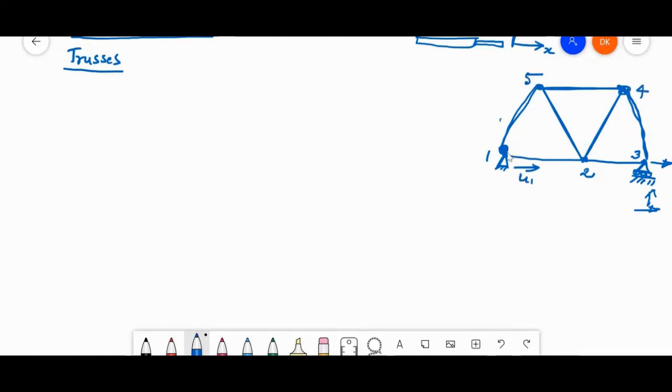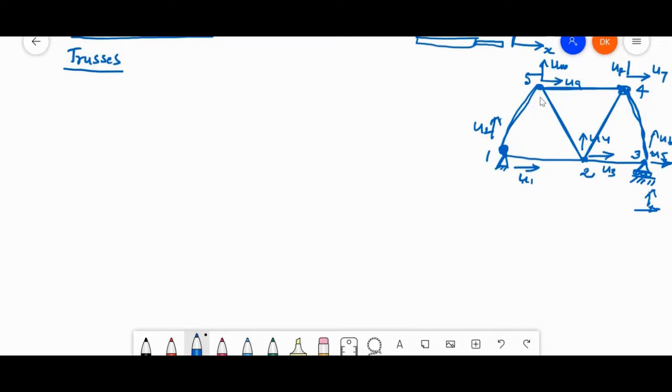In joint 1, the x direction displacement is u1 and the y direction displacement is u2. Similarly in joint 2, the x direction displacement is u3 and the y direction displacement is u4. Here this is u5, and in the vertical direction u6. In joint 4, the horizontal displacement is u7 and the vertical displacement is u8. Here this is u9 and the vertical displacement is u10.